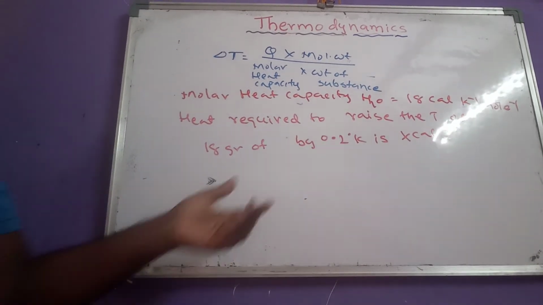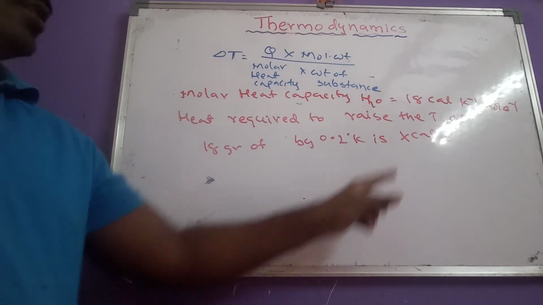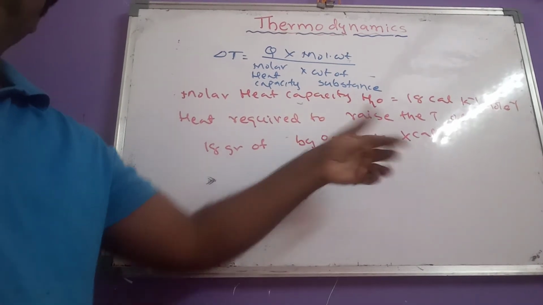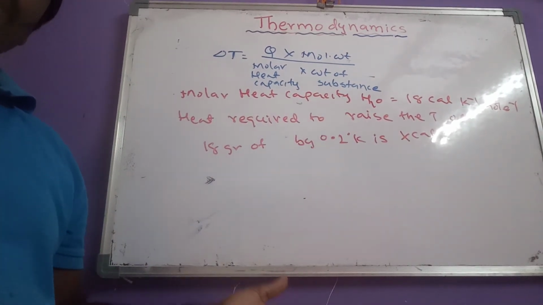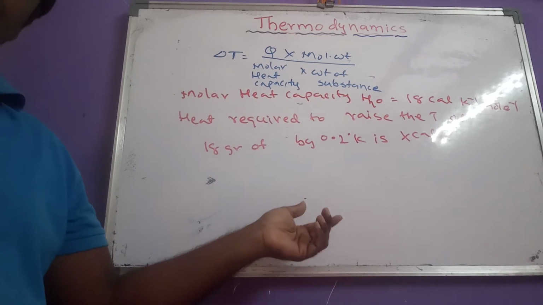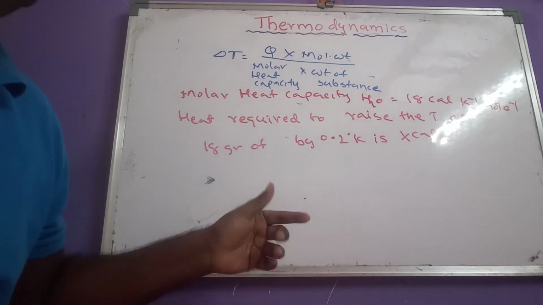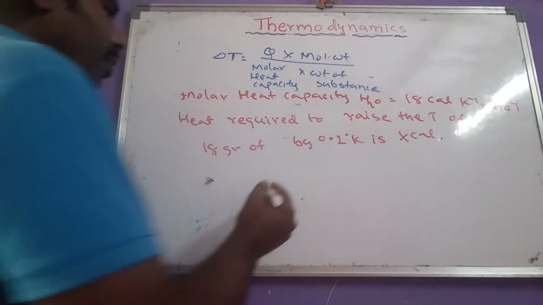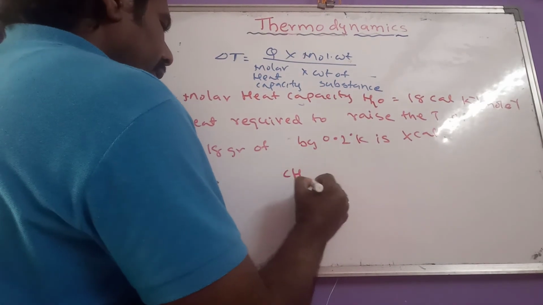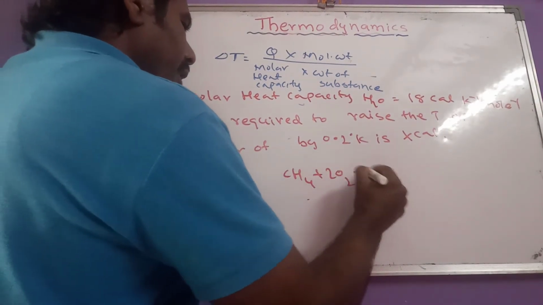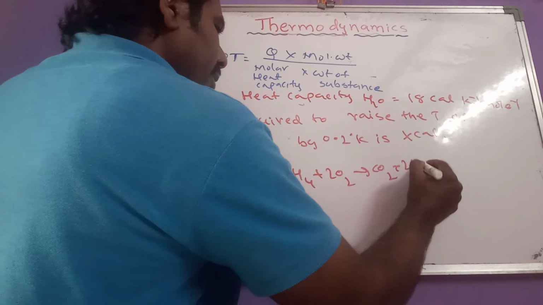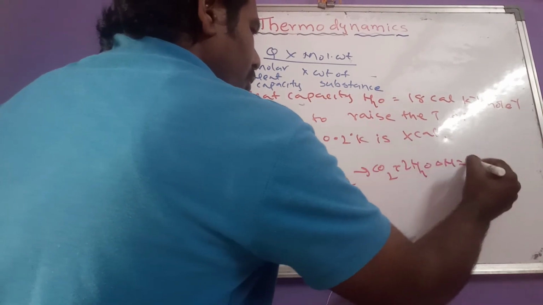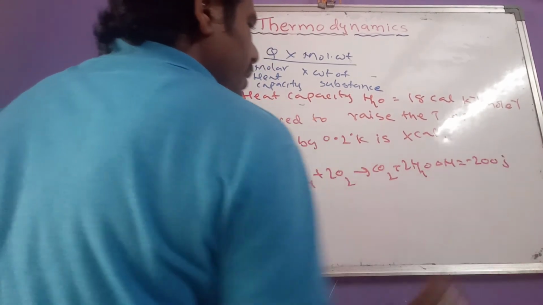Now there are these two questions. First we have to find out x calories. And there is another question related to this one. Now the methane heat of combustion value is minus 200 joules.